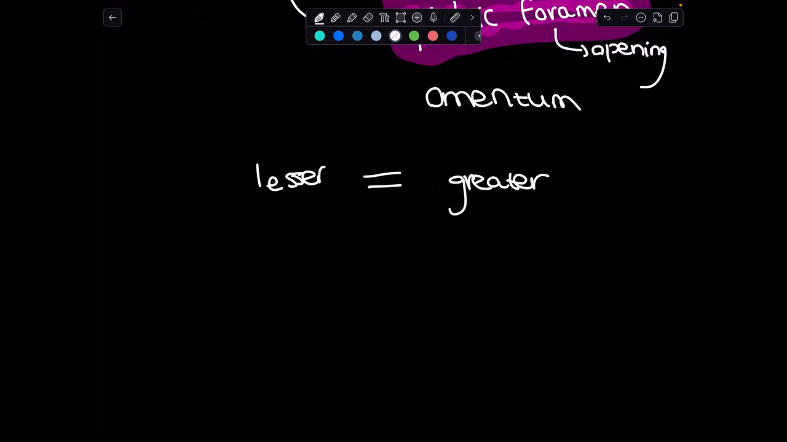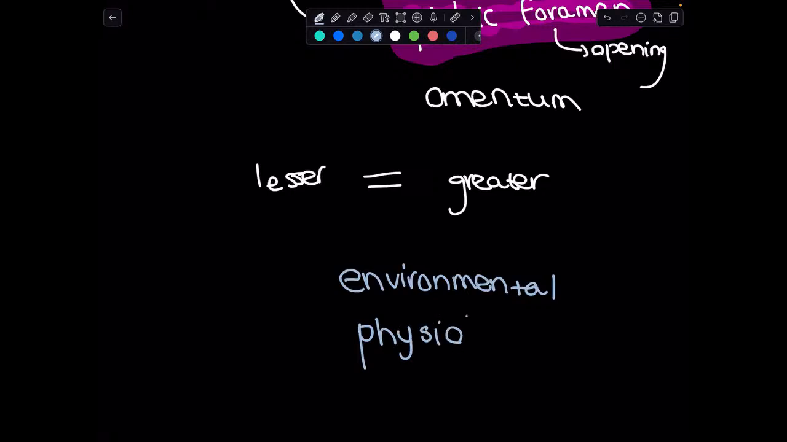Can I ask, what is environmental physiology? Absolutely. Environmental physiology studies how organisms adapt to their physical surroundings. It looks at how things like temperature, altitude, and humidity affect living beings. This field is especially important for understanding how plants and animals survive in extreme environments. Interesting.